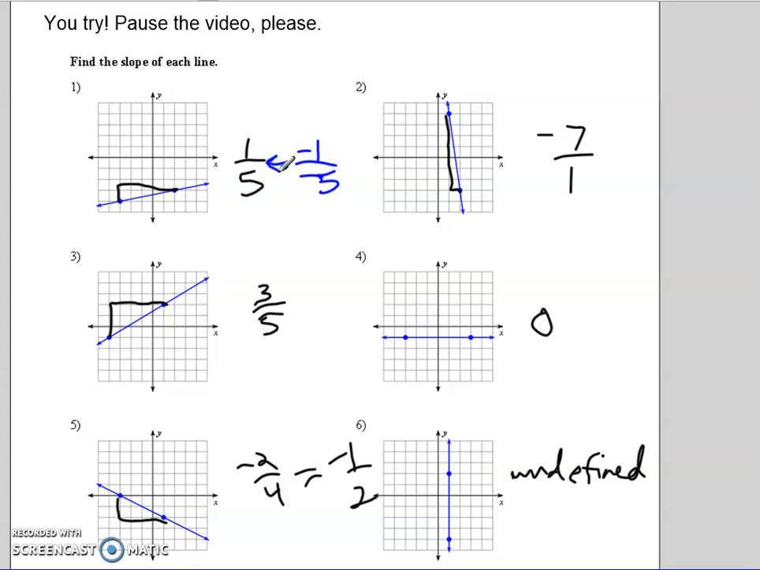Number 2 is -7. Number 3 is 3/5. 4 is 0. It's horizontal. 5 is negative 1/2 in simplest form, or negative 0.5. And number 6 is undefined because it's a vertical line.